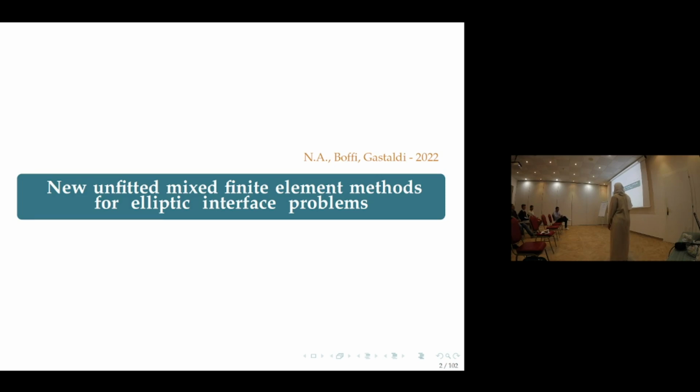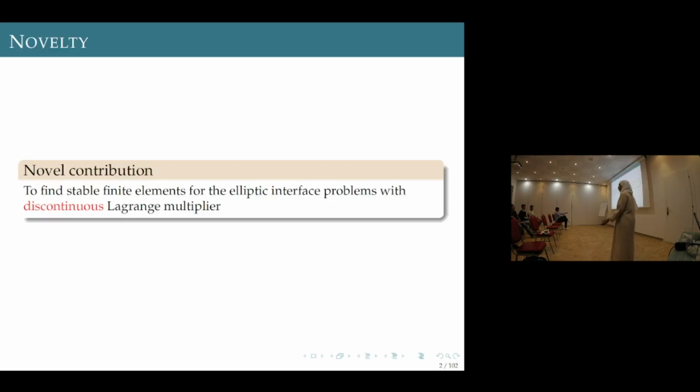I will start with this work in collaboration with Professor Buffa and Gastaldi, which is new unfitted mixed finite element methods for elliptic interface problems. I hope you remember what we did before. We are interested in finding new stable finite elements for elliptic interface problems with a discontinuous Lagrange multiplier, in particular a piecewise constant Lagrange multiplier. We hope this could improve the local conservation properties later when we move into the big problem, the F cycle.